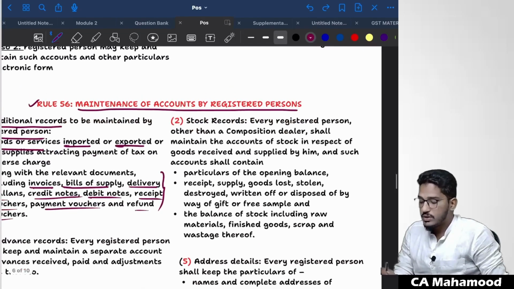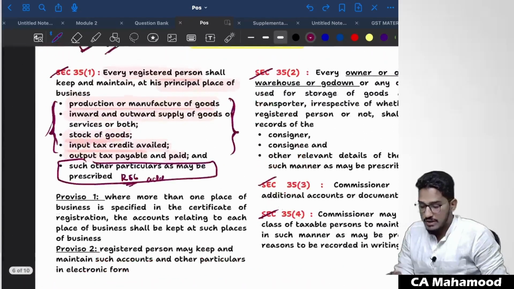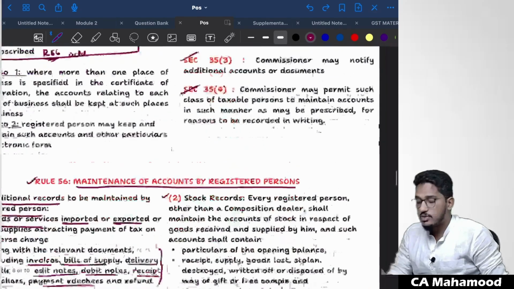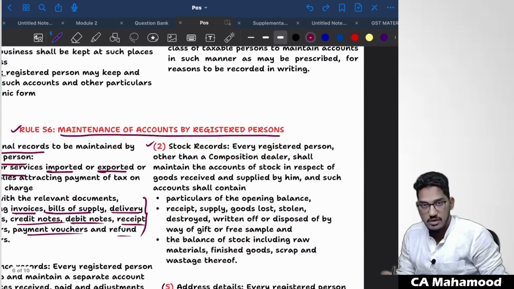Similarly, sub rule 2 talks about what specifically you have to maintain regarding stock records. See, in 35 subsection 1, they told you to maintain records relating to stock of goods. But what exact details should be there in those stock records? That is given under sub rule 2.